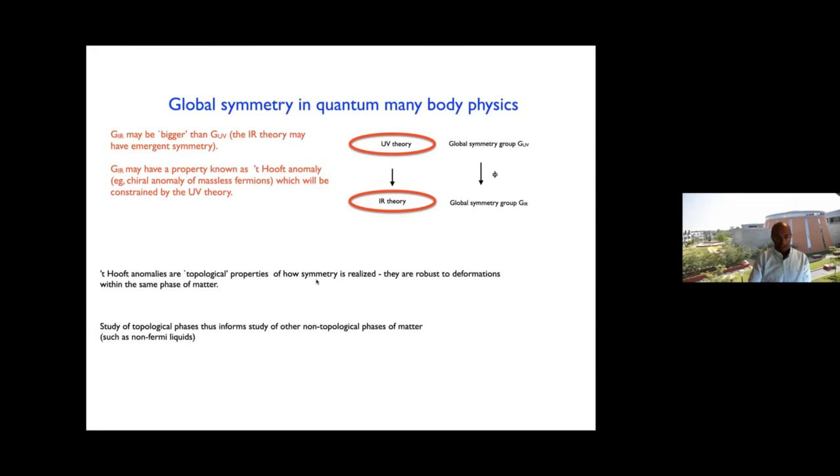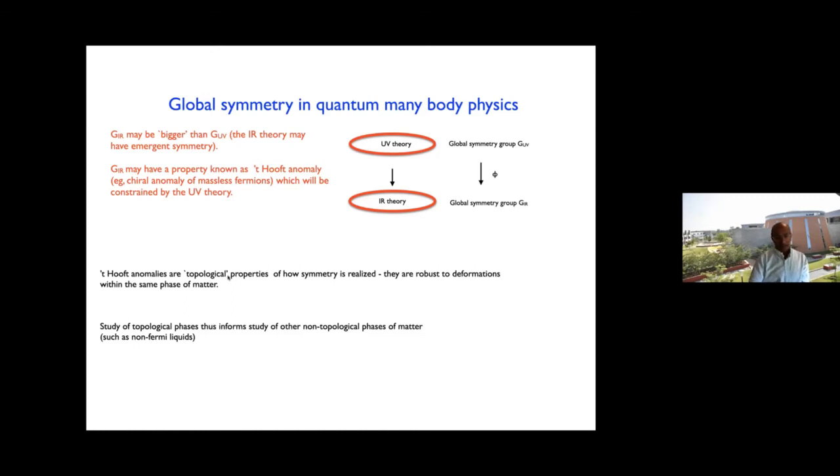These deformations preserve the 't Hooft anomaly, right? So these are topological in the sense that you can deform the IR fixed point, for instance, by adding irrelevant perturbations or things of that sort. But so long as you're at the same fixed point, this anomaly is something that is not modified. So it's a topological property of the low energy theory.